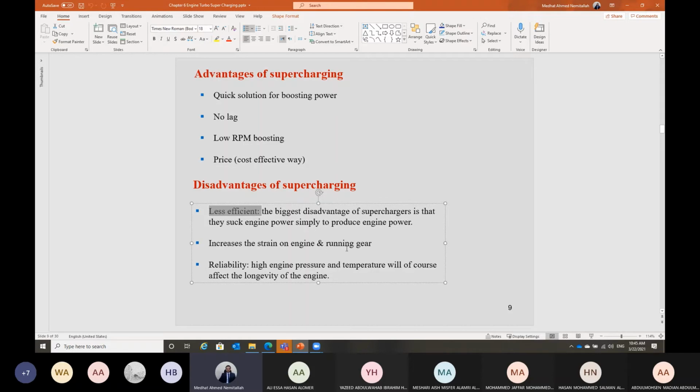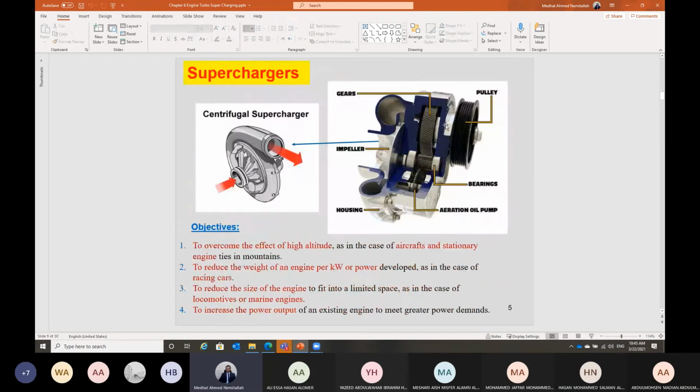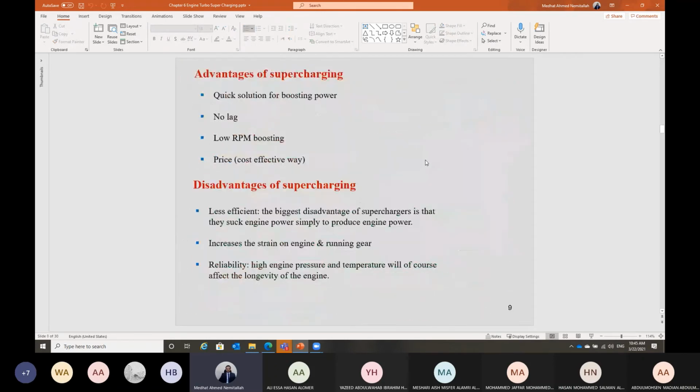and it also increases the strain on the engine and also the running gear, because in the case of a supercharger, as you can see here, we should have a connection gear. So this is an addition that will raise the strain, and it will increase the moving parts of the engine in this case, and it will require additional oil for the lubrication.